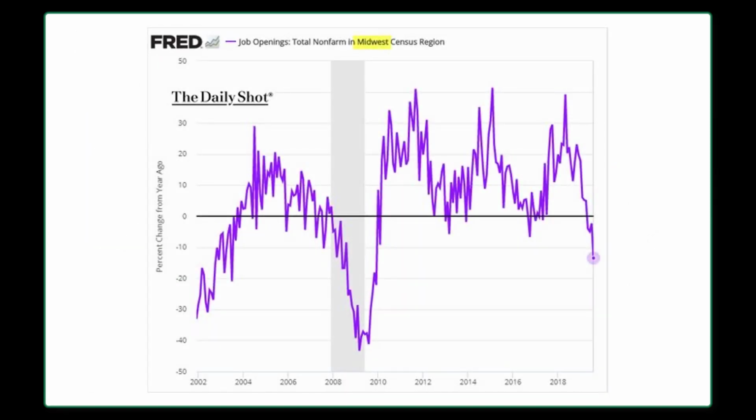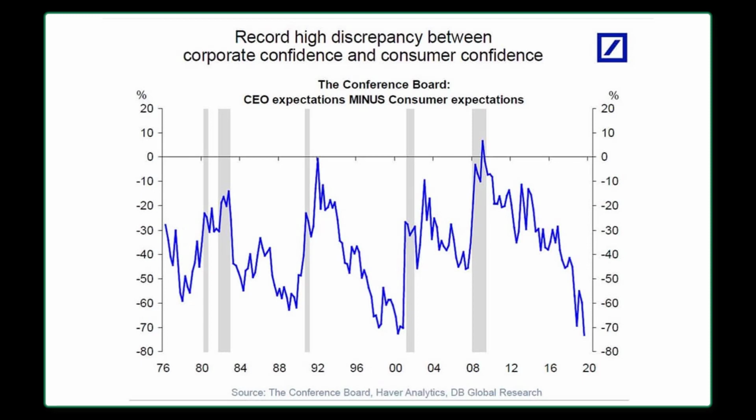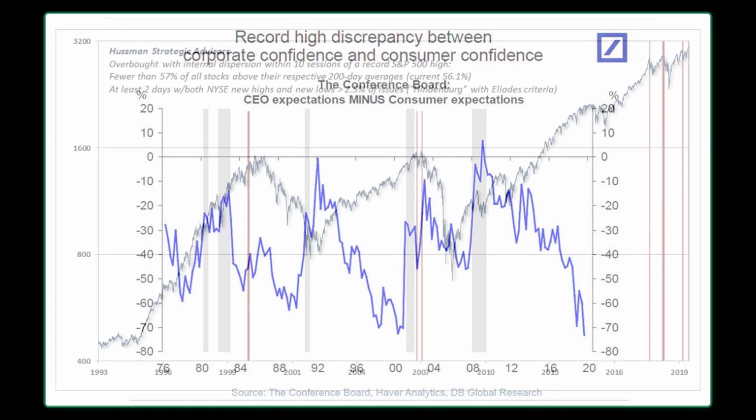Job openings in the Midwest have been contracting, which typically has not been a good sign. And there's been a tremendous discrepancy between CEO confidence and consumer confidence. And again, here we see on this chart, when that discrepancy gets very high with consumer expectations far surpassing CEO expectations, it's typically been a precursor to recession.